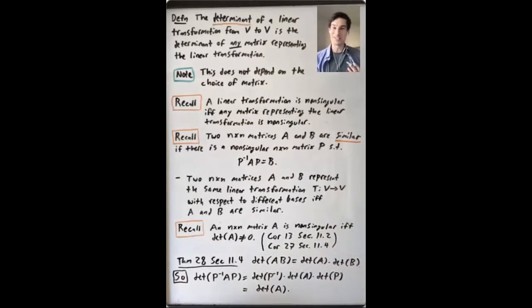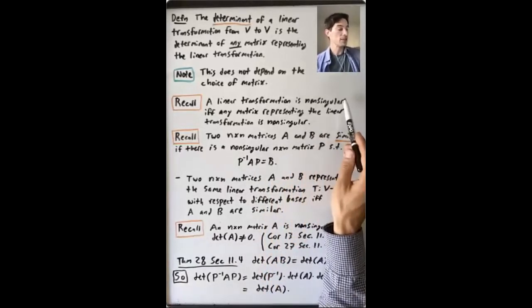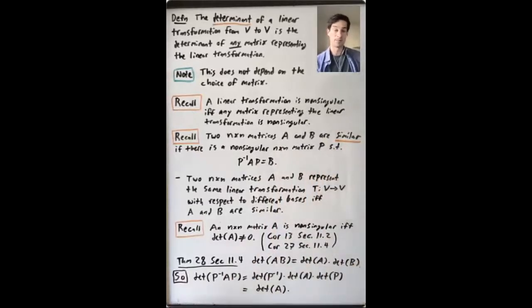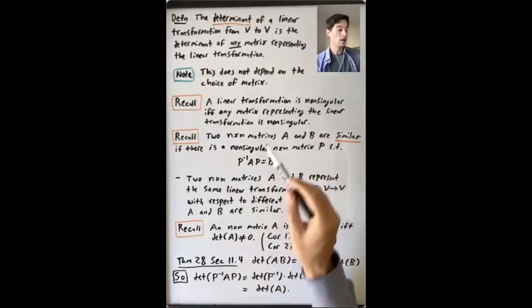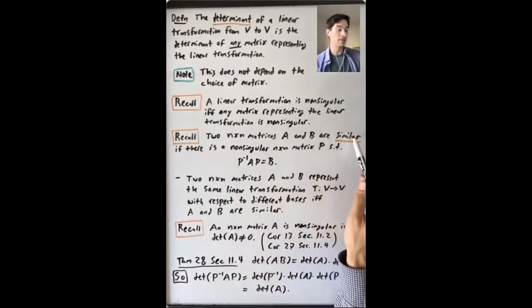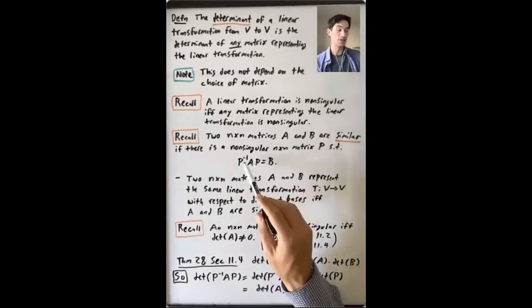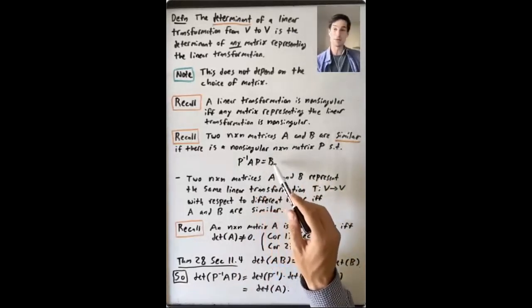Well, this is a good excuse to recall some things that we learned in 206B, and also some things that you know about determinants from when you first learned linear algebra that we kind of skipped over in 206B that are in section 11.4. All right, so first, a linear transformation is non-singular if and only if any matrix representing the linear transformation is non-singular. So let's remember that two n by n matrices A and B are similar if there is a non-singular n by n matrix P such that P inverse AP equals B.